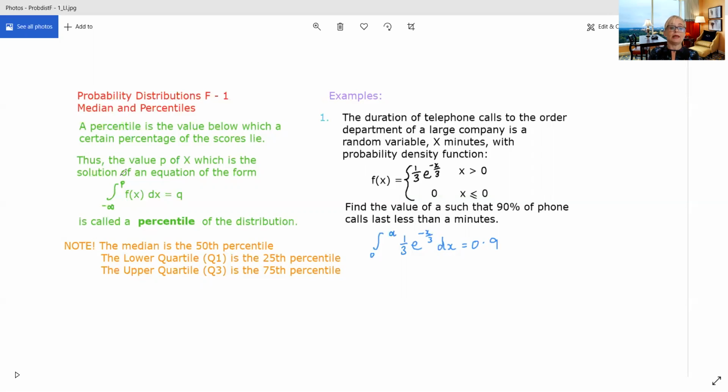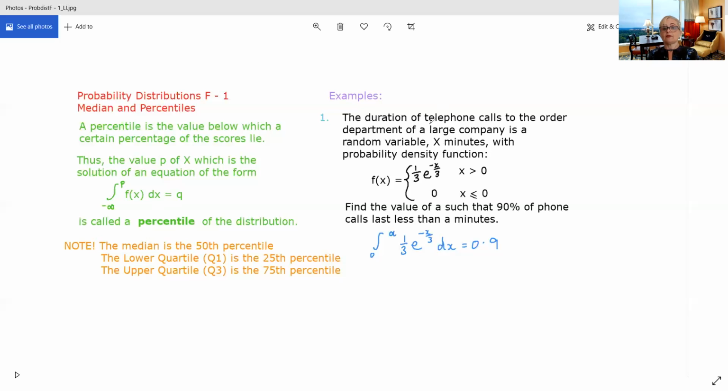If you have a value P here, in the form such that from P down to negative infinity of your function gives us this value Q, then P is called a percentile. It depends on what Q is as to what percentile that is. If Q is 0.9, then P would be the 90th percentile. If Q is 0.5, then P would be the 50th percentile, which is the median. I'm going to do a couple of examples here.